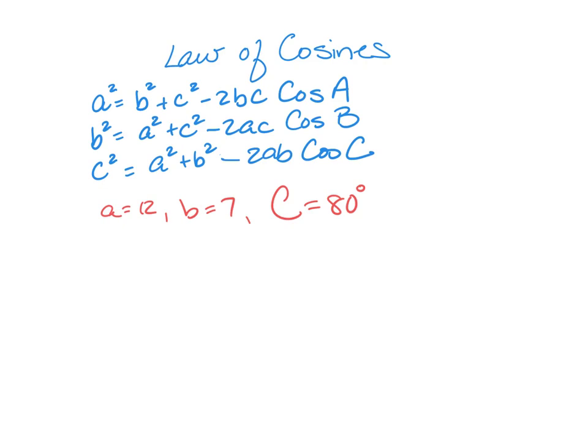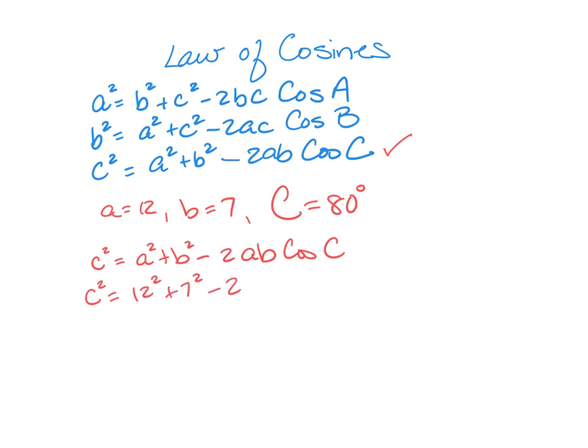So here I have little a, little b, and big C. There's only one capital letter in each of those formulas. You see it? So you have to use the one with the big C, because that's the one big letter you have. So I have that c squared equals a squared plus b squared minus 2ab cosine of C. And I'm going to plug in the values. C squared equals 12 squared plus 7 squared minus 2 times 12 times 7 times cosine of 80.